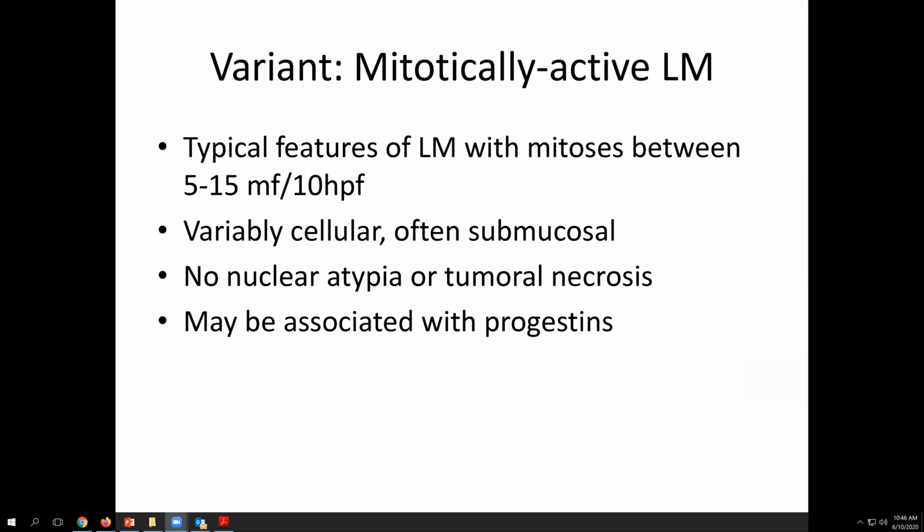Now, problematic sometimes, mitotically active leiomyoma. This is defined as a tumor with typical leiomyoma features, but having an increased mitotic rate between 5 and 15 per 10 high power fields. These lesions are worth following up, but certainly would not warrant the diagnosis of leiomyosarcoma because there's no atypia, no tumoral necrosis. It's thought that these may be related to progestins in some cases, and that's certainly worth thinking about.